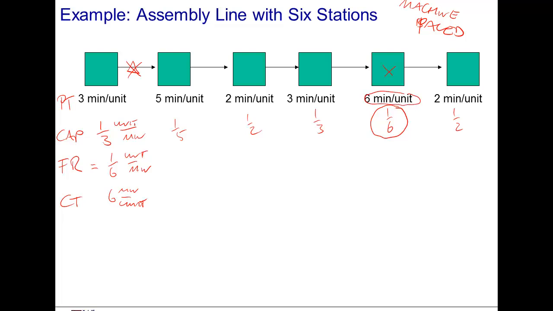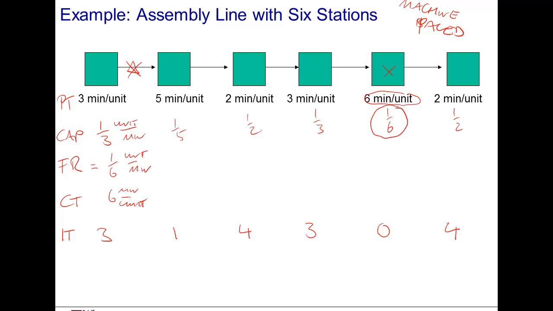Next, we can compute the idle time at each of the resources as the difference between the cycle time and the processing time. That would be 3 minutes here, 1 minute here, 4 minutes here, 3 minutes here, 0 minutes here, and 4 minutes here.